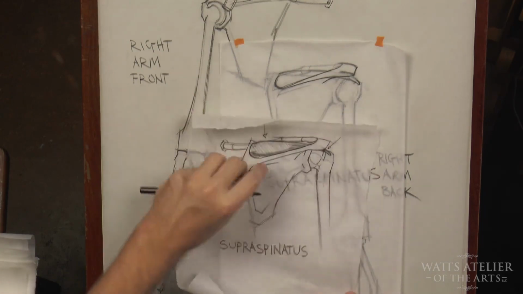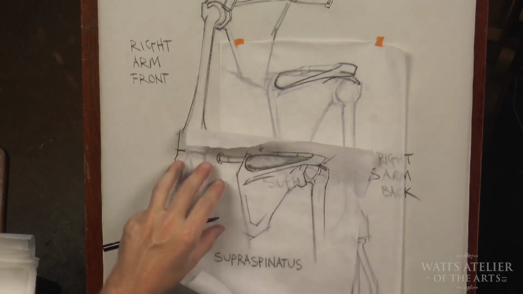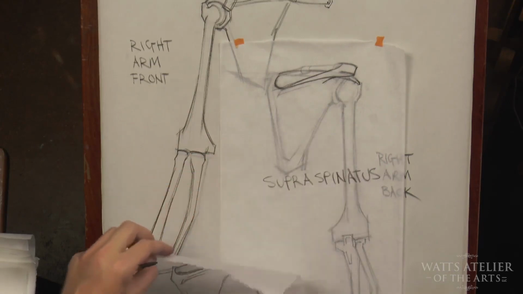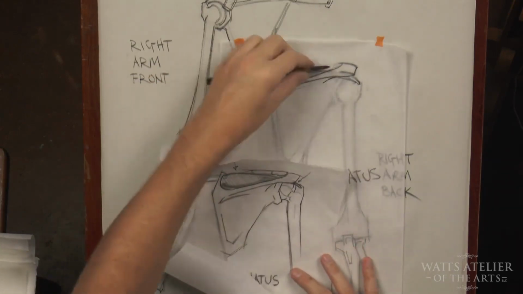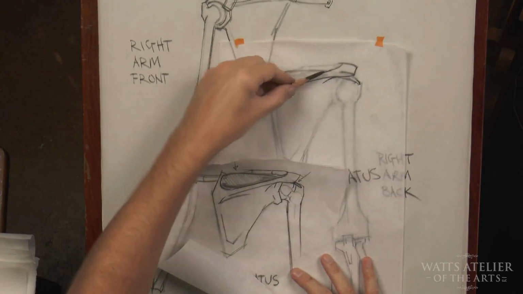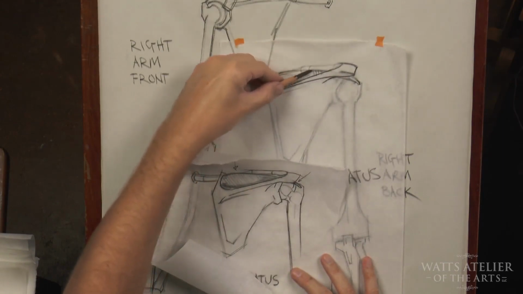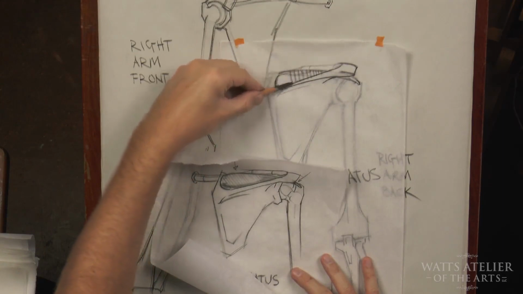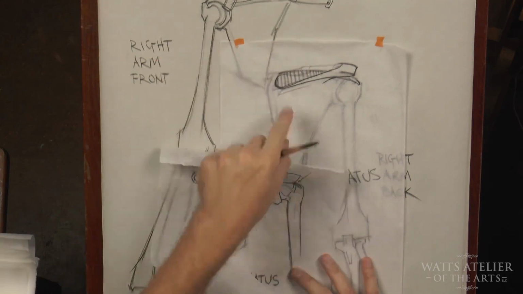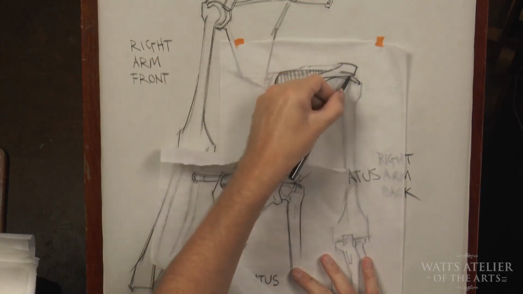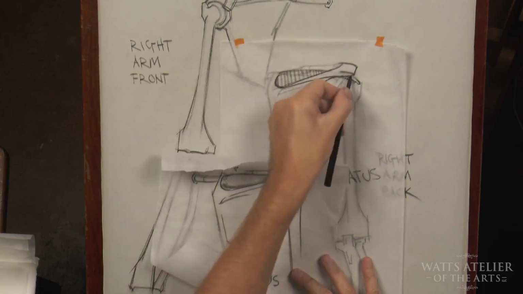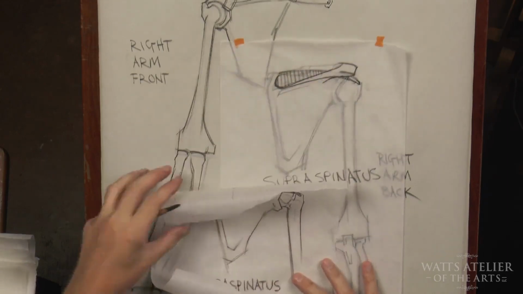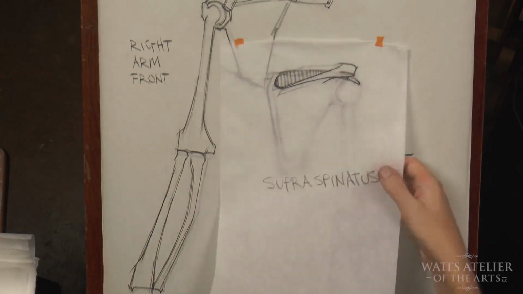I have all my original ones photographed, so I'll send you guys those so we don't have to redraw those bones every single time. But supraspinatus fits right in here, right in there. And then this part turns into tendon, and a little bit of tendon locks on there. Okay, so next up.